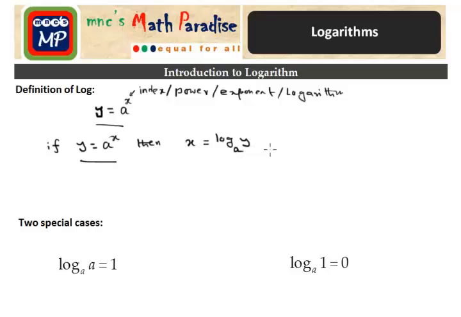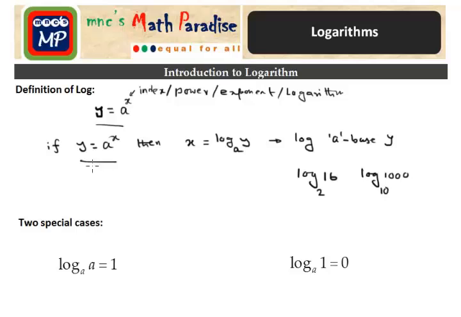So log a y, we usually say it like this: log a base y, that is the base is a and the value is y. So if we write log 2 16, that means log 2 base 16. If we write log 10 1000, that means log 10 base 1000, and so on.